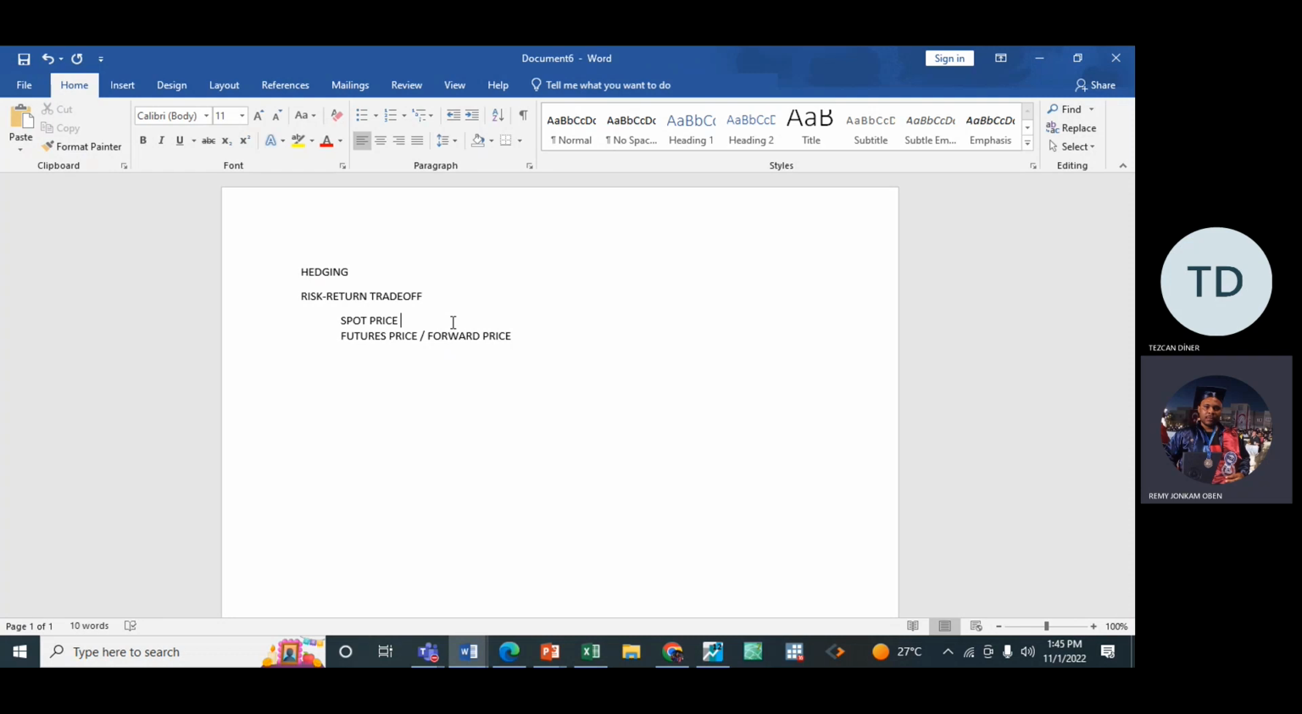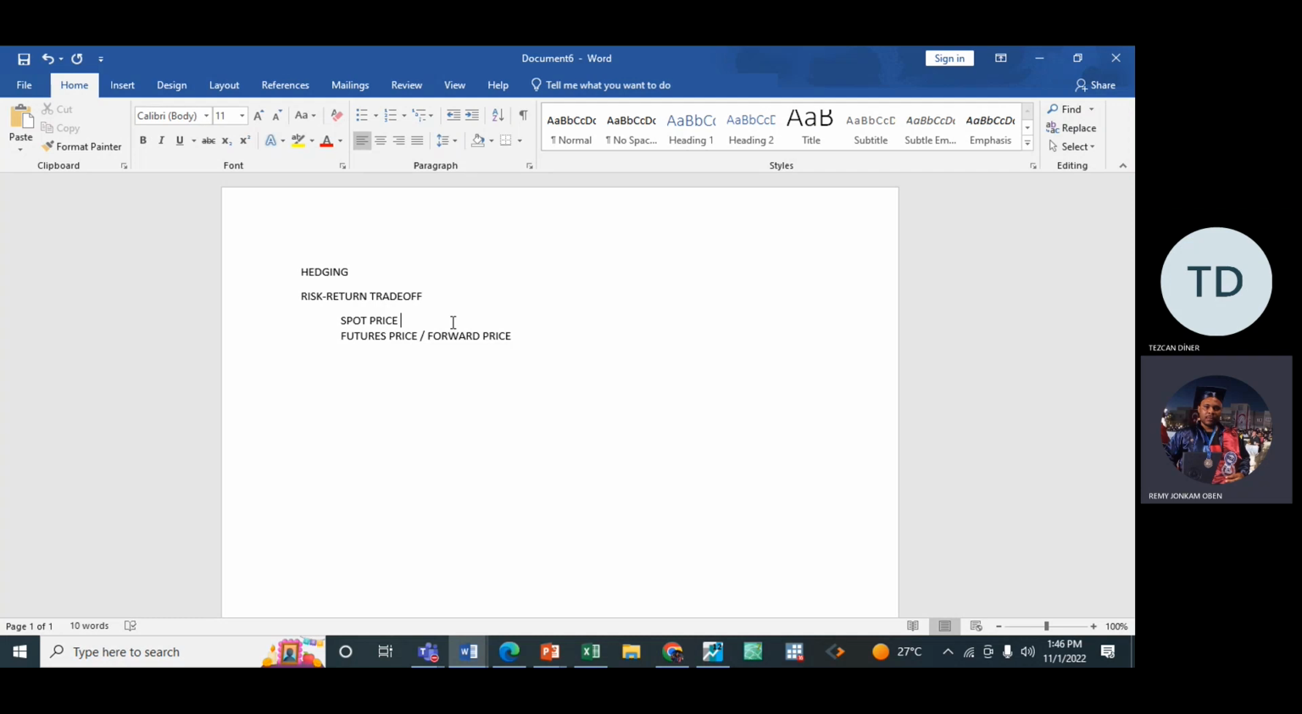But let's say you want this pen next week. The price of this pen now is 10 lira. But you don't want the pen now. You want it next week. But you're scared that when you want to buy it next week, the price has increased to 15 lira, right? So what you do is you go to the person selling this pen today and you fix the price with him today, but you don't pay today.